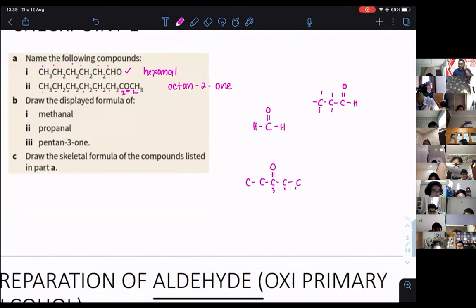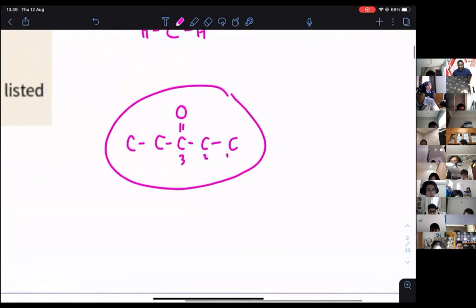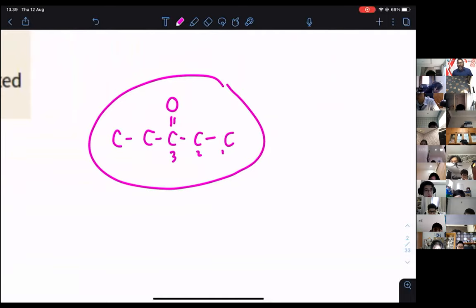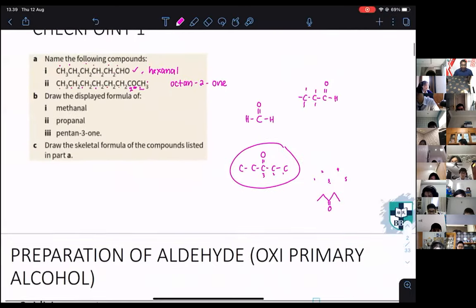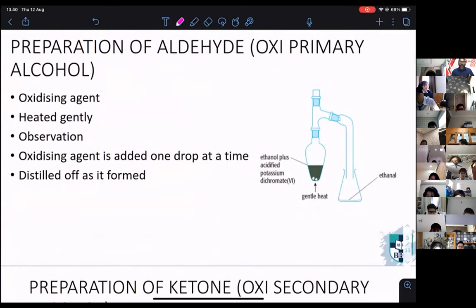And then draw the skeletal formula for the compounds listed in part A. Maybe I will just show you only this one, the rest you can do yourself. Let's say I want to show how to draw the skeletal formula for pentan-3-one. There are 5 carbons over there, carbon number 1, 2, 3, 4, 5. You draw it like this, and then at carbon number 3, it's going to be double bond O, so I just put it like this. This is going to be the skeletal formula. You can just learn how to do that, but I will straight away go into the preparation of aldehyde.